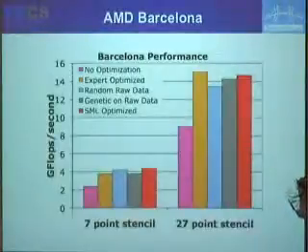Okay, so first I'll just show the results and then I'll talk about the training time that it involved. In this case, for Barcelona and Clovertown, we looked at both the 7-point stencil as well as the 3D 27-point stencil, which I actually didn't discuss, but it's just more flops per point. And the gigaflop rate is on the y-axis.